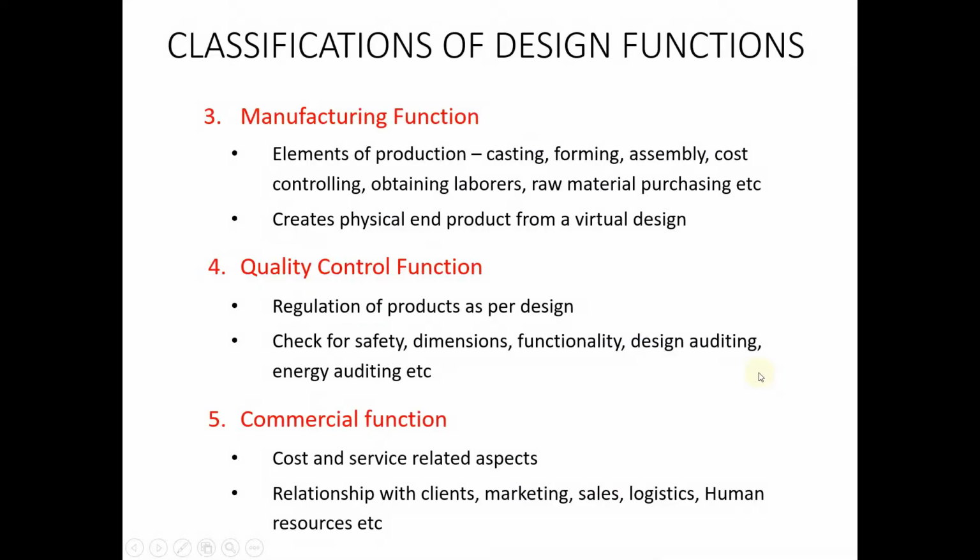So after completing the engineering function, the product is ready to be manufactured, and actual manufacturing will take place in the manufacturing function. So the manufacturing function gives you an idea of what are the elements of production or what are the different production processes being used, whether it is casting, assembly, forming, what type of raw materials are being used, how it is going to be purchased, how the machines are being arranged. So all these are listed under the manufacturing function.